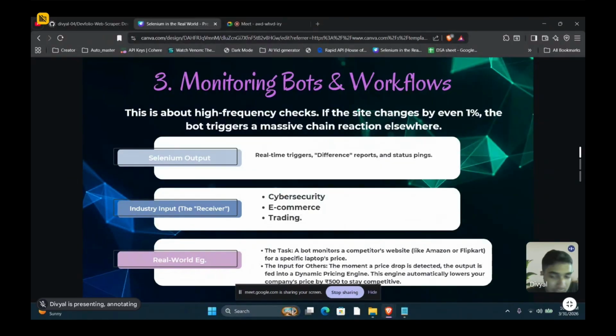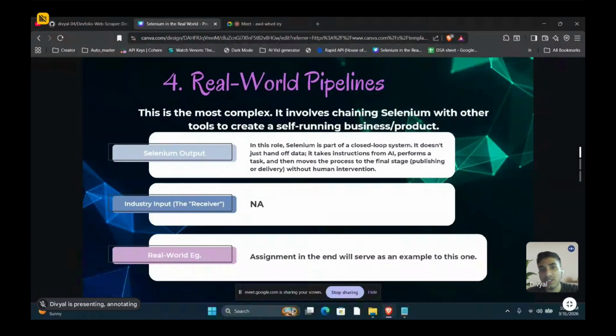Okay, let's see one example. You have an e-commerce website like Amazon or Flipkart, and you sell some product. In the market, if you want to stay competitive, you need to monitor what the prices are for that product on other platforms as well, right? That's what they call a dynamic pricing engine. Let's say the prices are dropped on that other website, so you also need to drop yours, and it is very difficult to do manually. For that, companies use these bots. Okay, let's move on to the fourth section, which is real world pipeline.